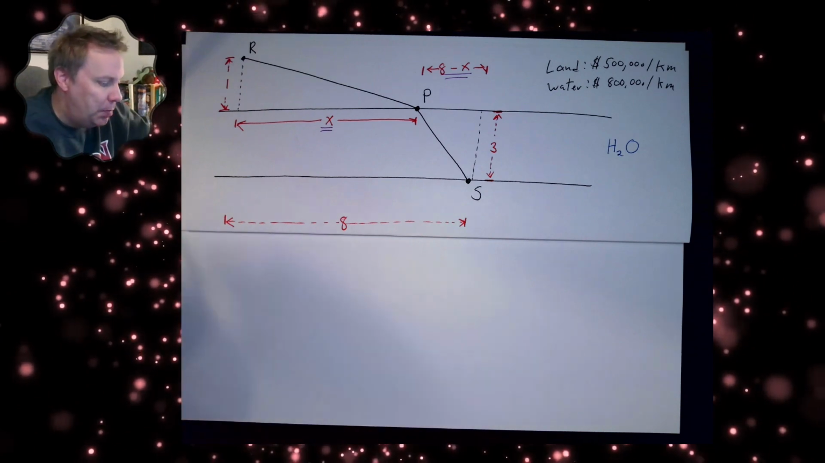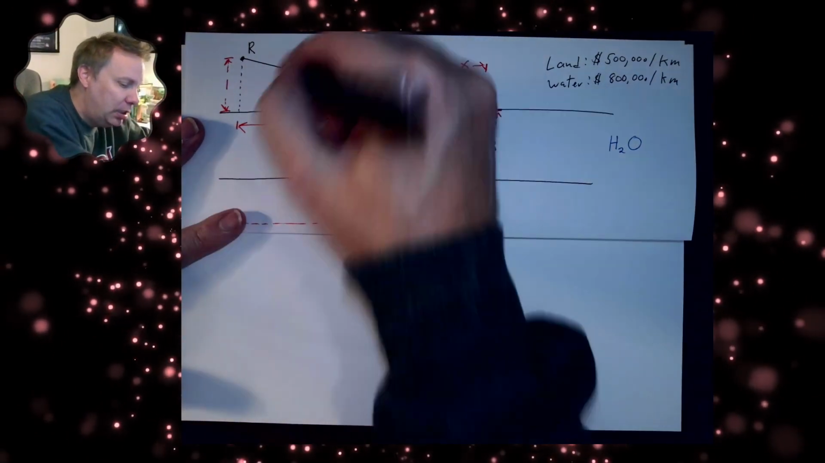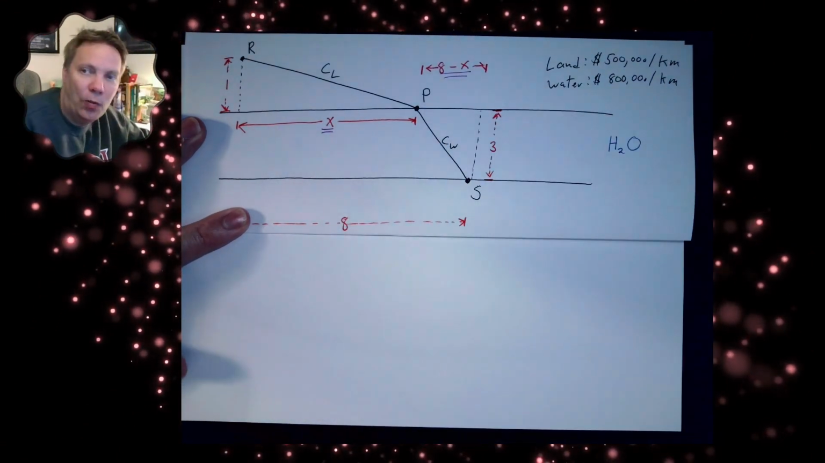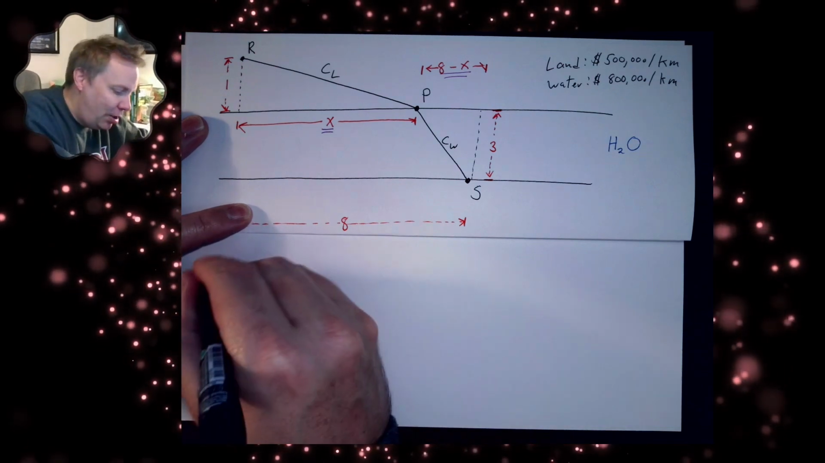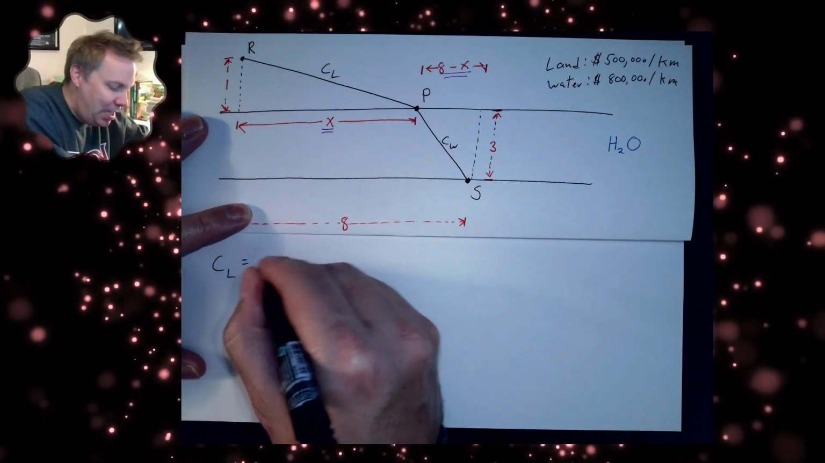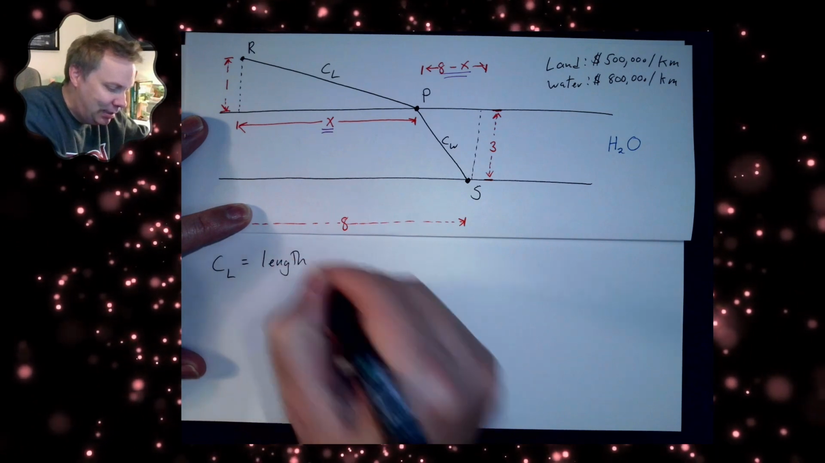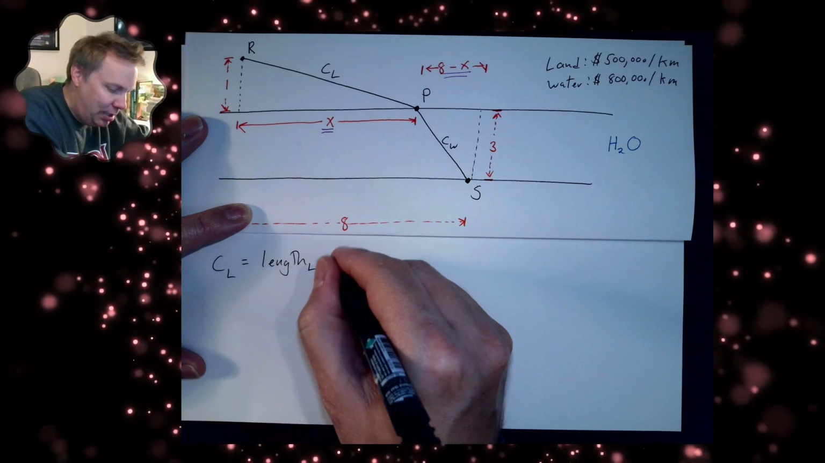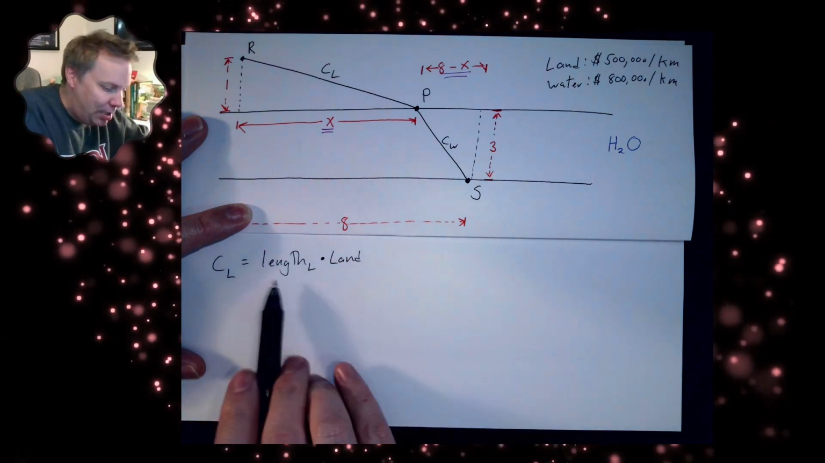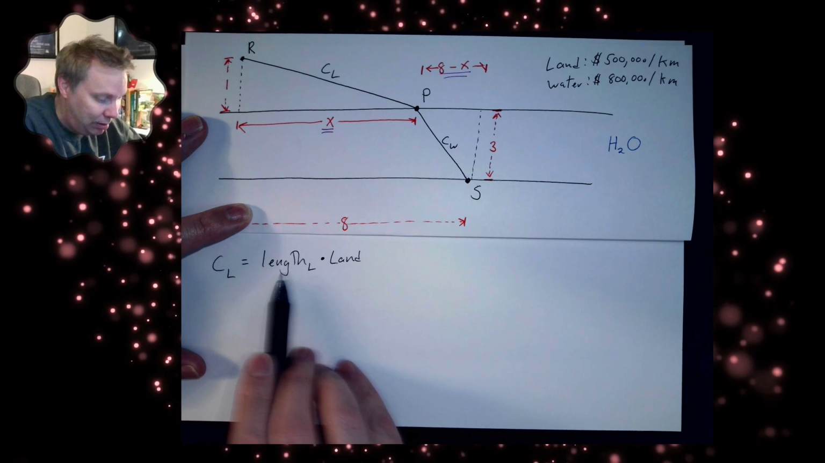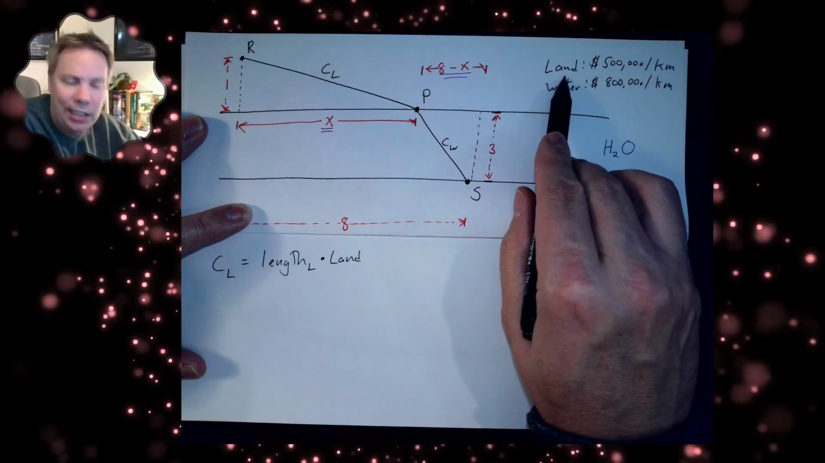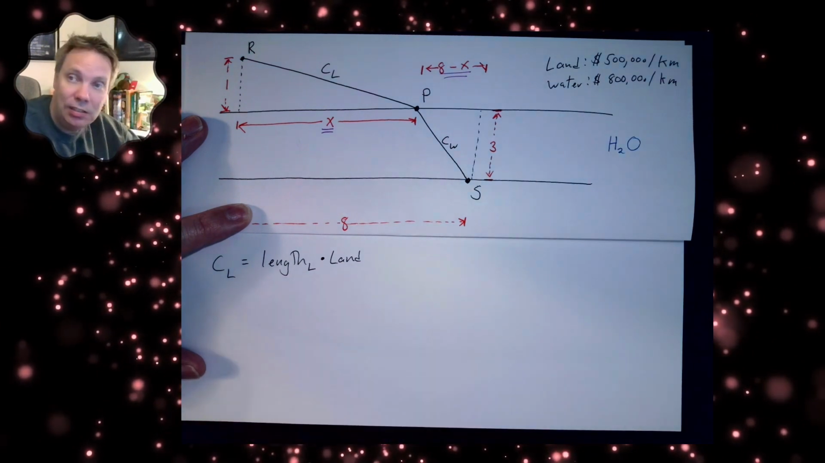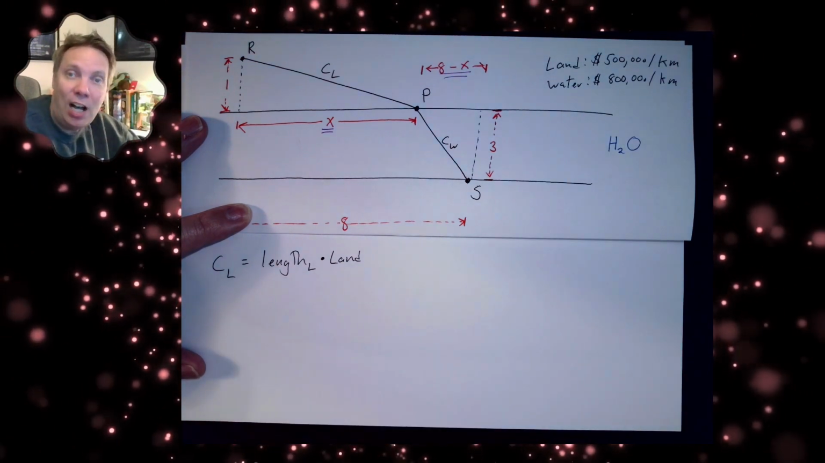So to do this problem, I need to figure out the cost over the land and the cost over the water. Now to do that, the cost over the land is going to be equal to the length of the pipe over the land times the land cost. Because length is going to be measured in kilometers, the land cost, I'm just calling it land, is going to be dollars per kilometer. So at the end of this, I'll just have dollars out of it.